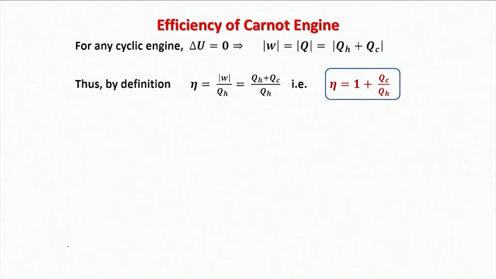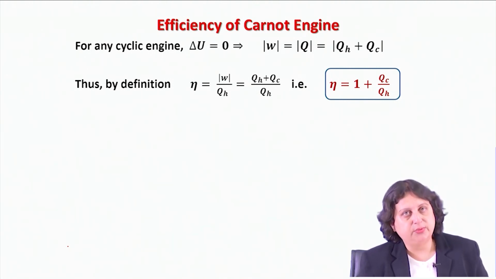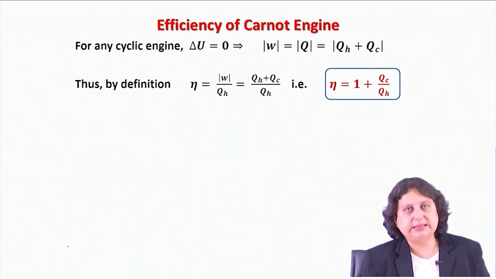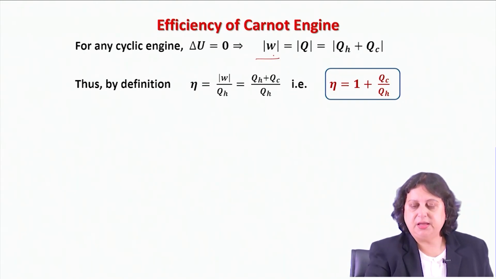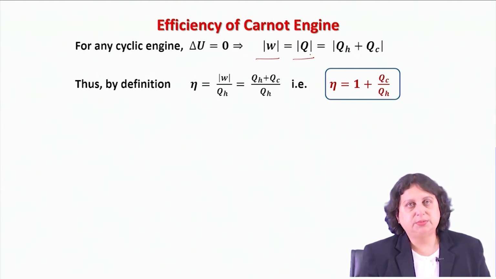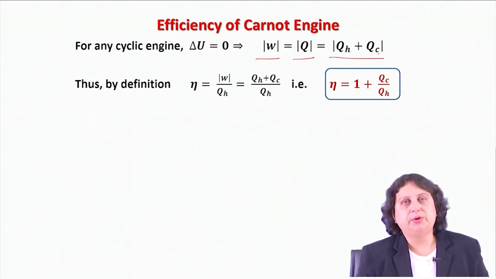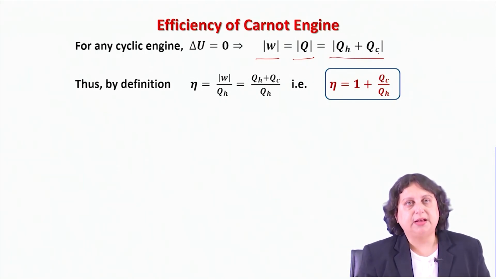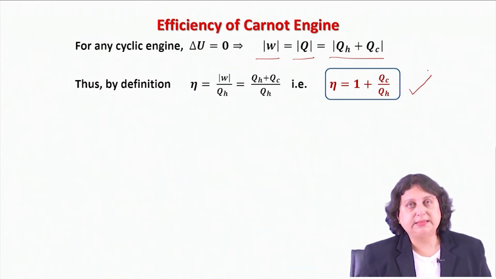Now we already have computed the efficiency of a Carnot engine. So for any cyclic engine, since delta U is equal to 0, I can always say that the total magnitude of work done must be equal to the total magnitude of heat absorbed. Therefore, I must be having magnitude of W equal to magnitude of QH plus QC. Therefore, by definition, I find that eta is equal to 1 plus QC by QH.